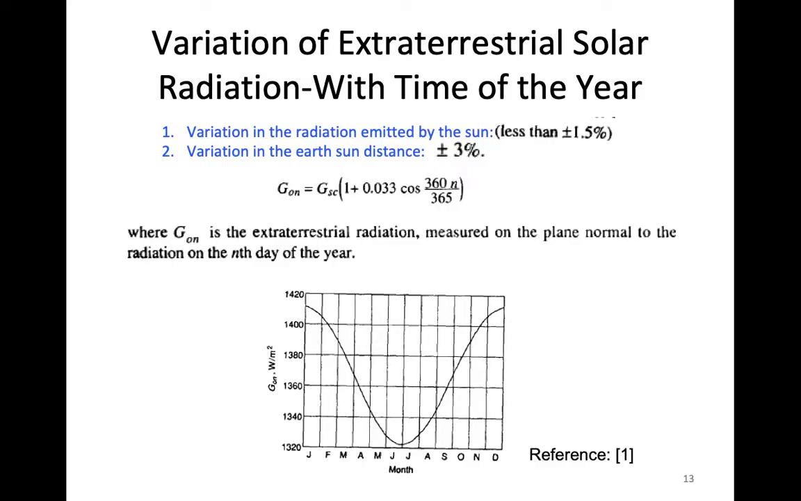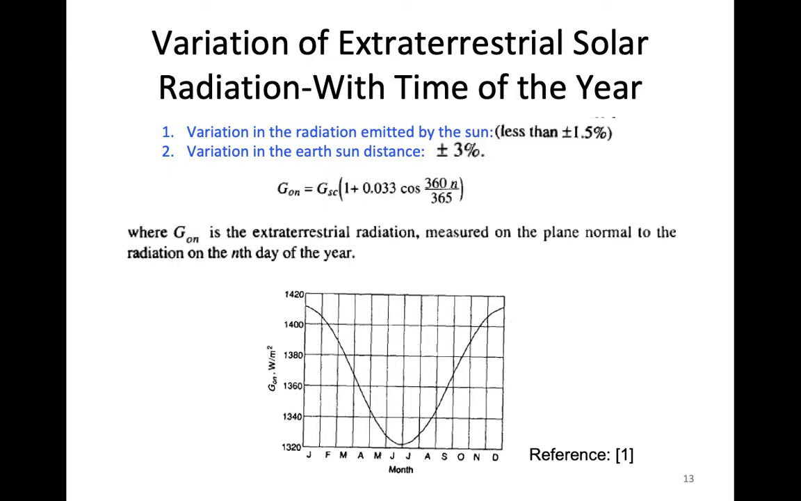Variation of extraterrestrial solar radiation with time of the year. Now, the solar radiation received at the Earth's surface varies due to 2 points. Variation in the radiation emitted by the sun, but it is less than plus minus 1.5%. And second variation is due to the variation in the Earth-Sun distance.